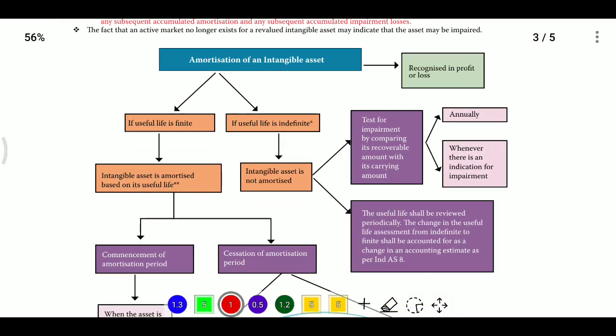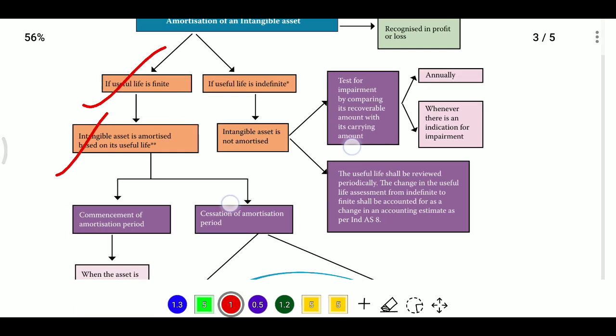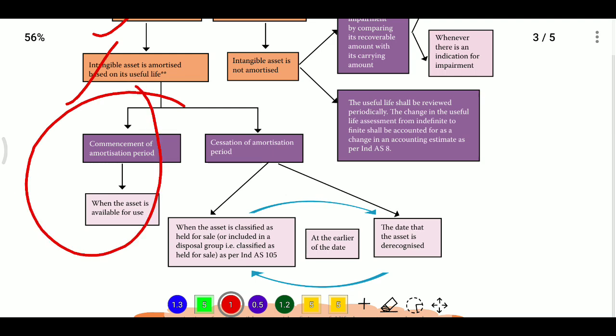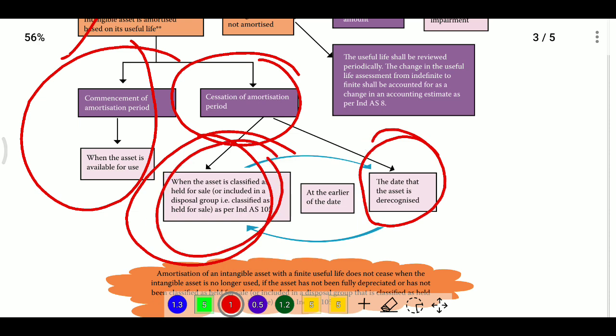Amortization of intangible assets is recognized in the profit and loss account. If the asset has a finite useful life, then the intangible asset is amortized based on the useful life. Amortization commences when the asset is available for use, and ceases when the asset is sold or classified as held for sale under Ind AS 105, then it will stop.